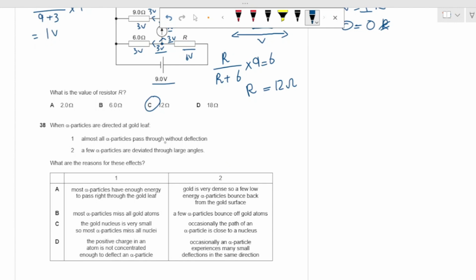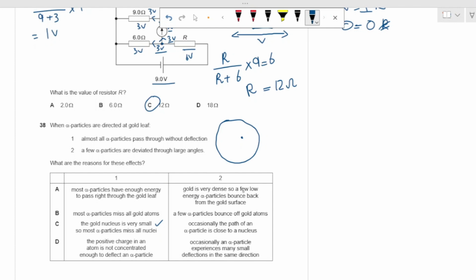Almost all alpha particles pass through without deflection because the nucleus is very tiny and the whole atom compared to the nucleus is very big. This is one of the reasons. Therefore, we look for the reason that the nucleus is very small. So the gold nucleus is very small. Yes, that is correct. For number 2, a few alpha particles are deviated through large angles.